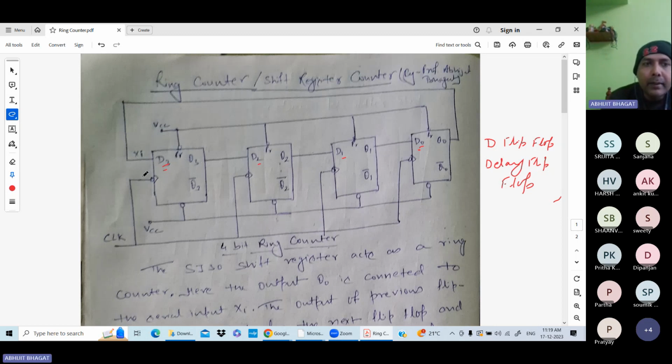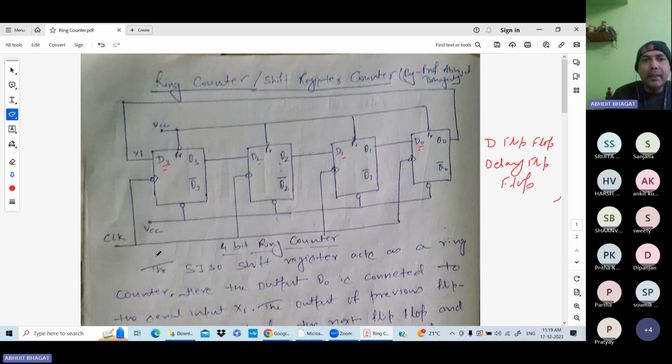Next, this flip flop is a synchronous flip flop. Synchronous means all the clock pulses are connected with the same clock. So this is the synchronous flip flop. All the clock terminals are connected with the same clock pulse.